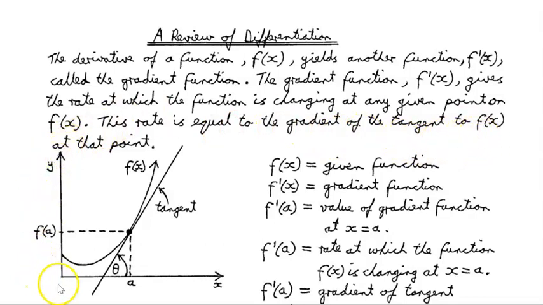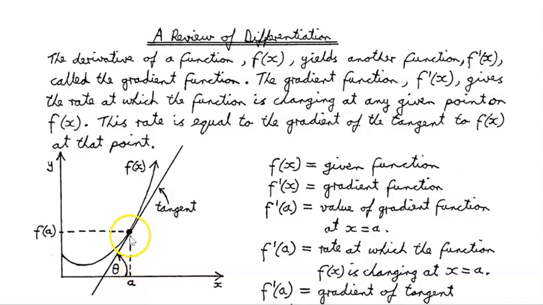So here's our Cartesian plane, with our coordinates x and y. Here's some curve f of x, part of it at least, from the positive part of the x-axis. And here's some point x equals a. At that point, there's a tangent, a straight line that touches the curve at the one point only. It's tangent to the curve. That tangent makes an angle of theta with the positive direction of the x-axis. That'll be relevant later on.